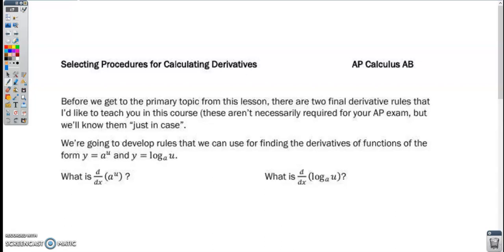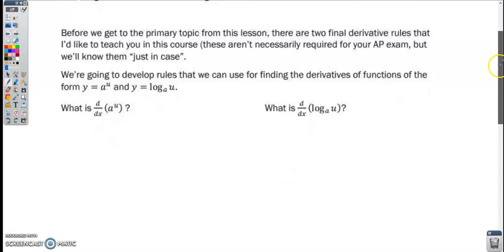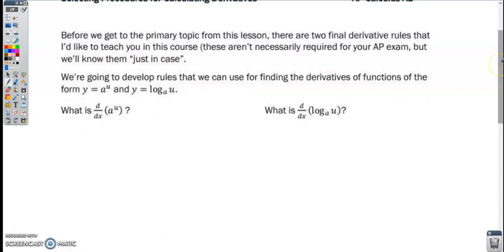We certainly could use the derivative rules we already have for exponentials and logarithmics and some algebra in order to find these derivatives, but some students prefer to use the algebra on the front end and know a rule and then just apply that rule when it's appropriate. So we're going to look at two rules. We're going to develop the rules for the derivative of a to the u, where a is any constant and u is any differentiable function of x, and the derivative of the base a logarithm of u, again, where a is any constant and u is any differentiable function of x.